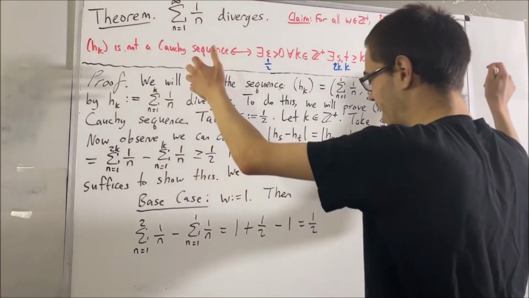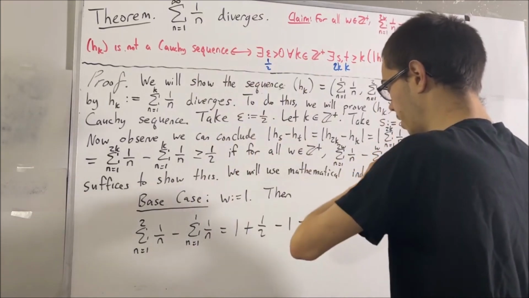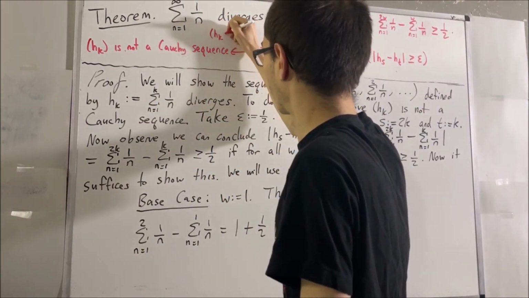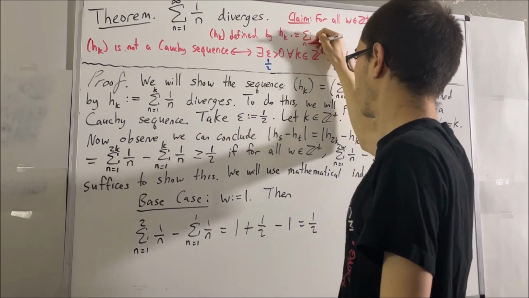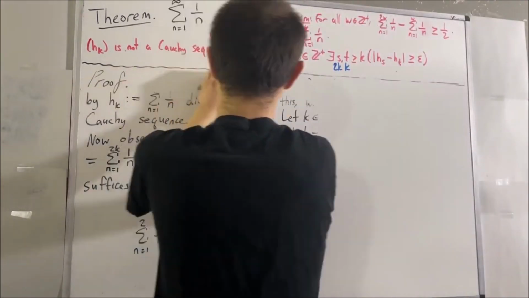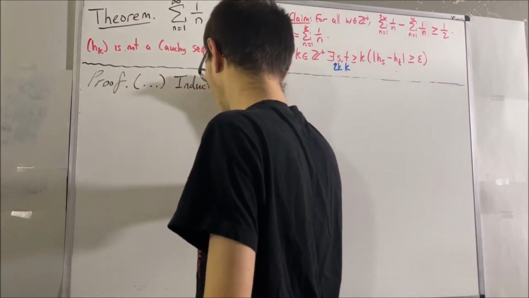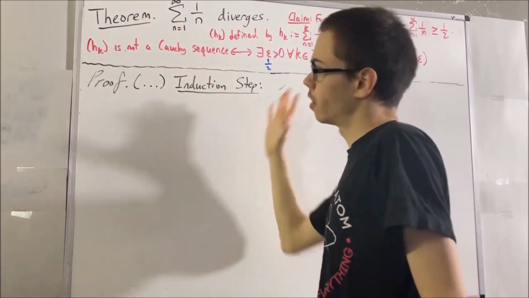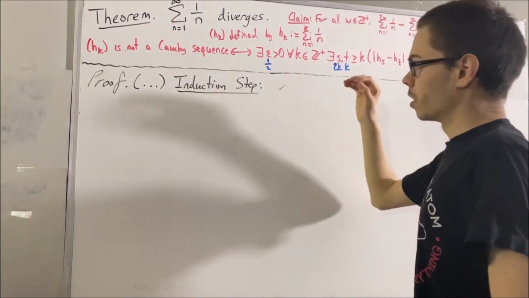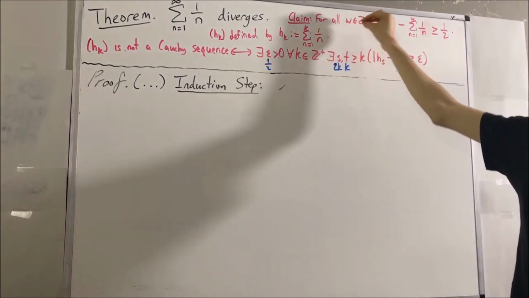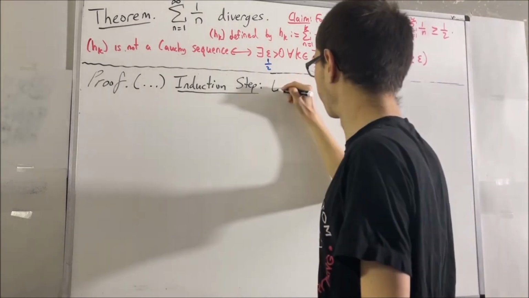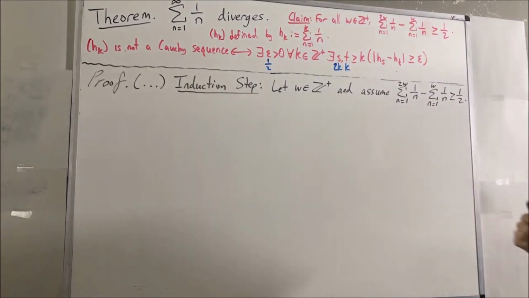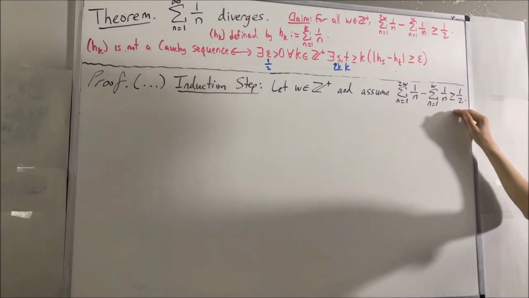And I'm going to have to move back to the top, so just so we don't lose any information, let me rewrite that the sequence hk is defined by this formula. Now, I put a ... here just to indicate that there's more details that came before this. So now let's move on to the induction step. In the induction step, we're giving ourselves an arbitrary positive integer where this is true. And now, we want to prove that the same thing is true for w plus 1.